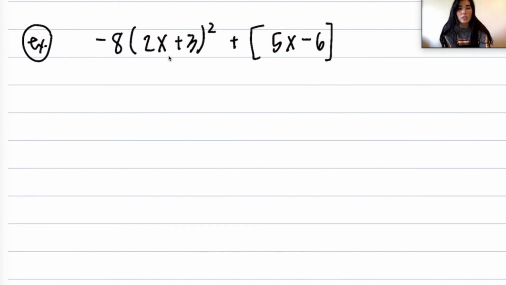So notice this is the same problem that we just had. We're squaring that binomial here and then multiplying second. But then we're also going to be combining this. So again, adding all the skill sets together. All right, try this last problem.